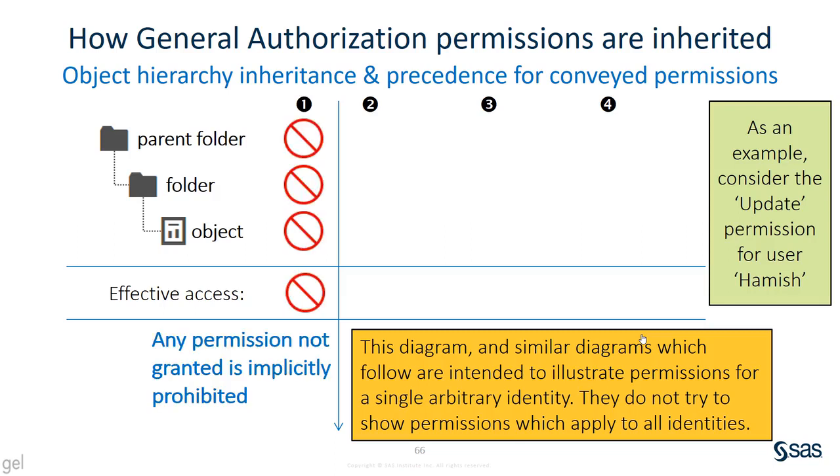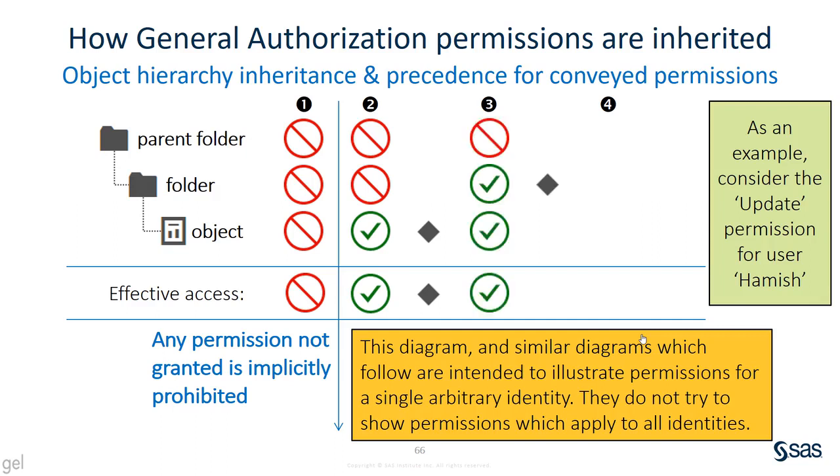So any permission not granted is implicitly prohibited. So I already said that. There's an implicit prohibit. When you create an object, you have to grant people access to it, or only you and the SAS administrator have access to the object. If you do an explicit grant, it overrides an implicit prohibit. So if I grant someone access to update an object, it overrides the implicit prohibit. And that applies as you go up the hierarchy. So your grants override the implicit prohibit. If you couldn't override the implicit prohibit, you would never be able to give anyone access to anything. So that makes sense.